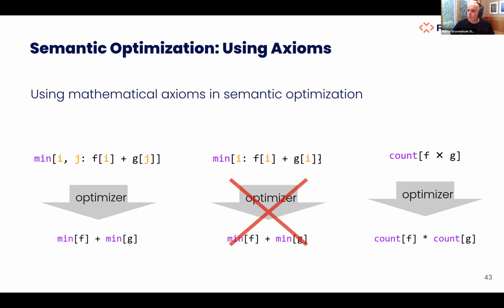Now, if you make them dependent, then that is not valid, of course. You can't take the minimum of f and the minimum of g and then add them up, because they might be minimum for different indexes. That doesn't work. It's not correct. Then similarly, an example that does work: if you do a count of a Cartesian product, then the optimizer can conclude that you can separately count f and g and multiply the answer. This is to give you a flavor of what this kind of optimization is about.